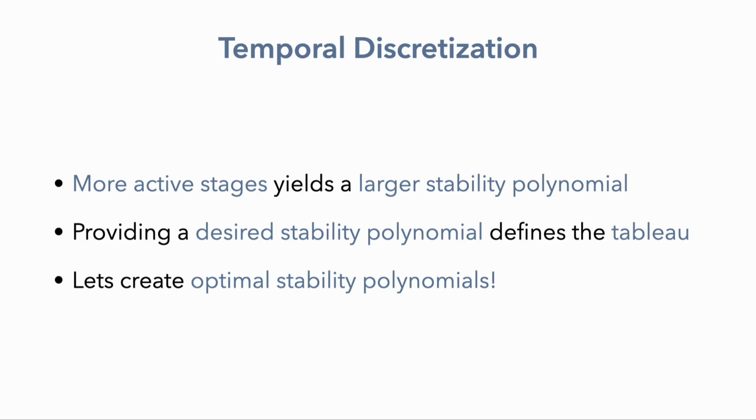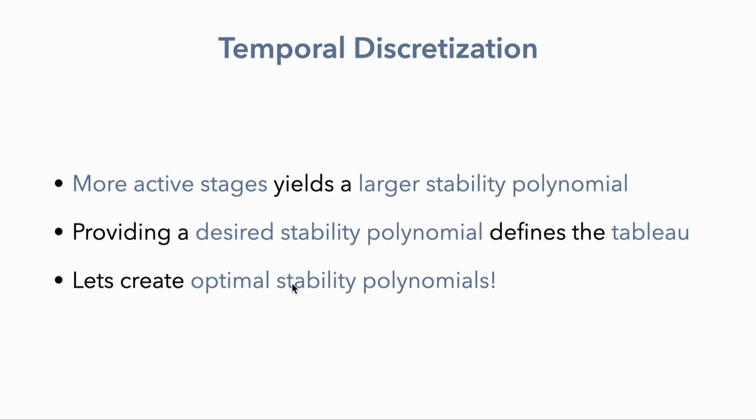And by providing a stability polynomial, we can solve for the unknowns in the tableau. Okay, so we have our Runge-Kutta stability polynomial. It's going to be some expanded polynomial. We take those coefficients and we can solve for the unknowns in the Butcher tableau. Now, one of the ideas here is that the stability polynomials that we're going to use are optimal.